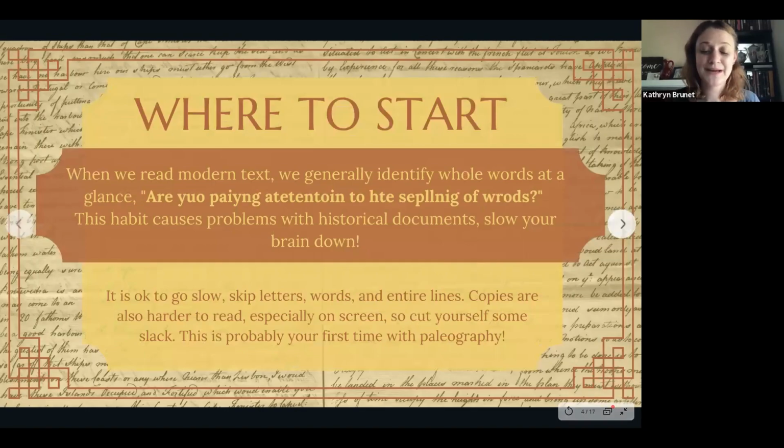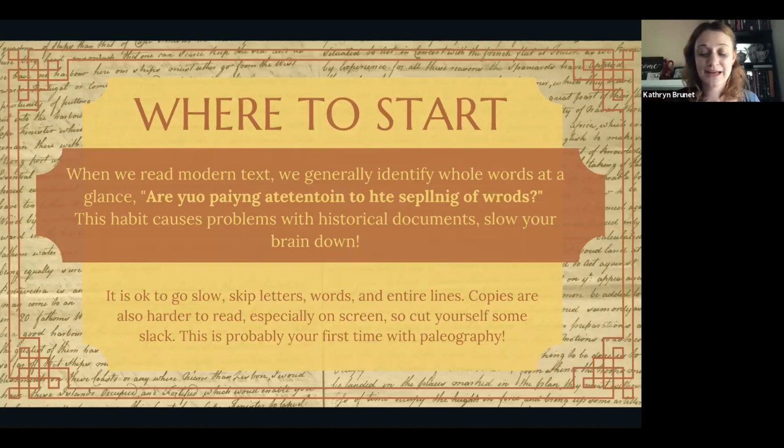Okay, so when we read modern text, we generally identify whole words very quickly at a glance. Our brains assume many words without really processing them. This is a huge problem in paleography. We have to slow our brains down and look at letters without assuming we know what they are. It's okay to go very slowly when you're transcribing a document. You can skip letters, you can skip words, you can skip the entire line if it's too challenging or if it's really hard to read.